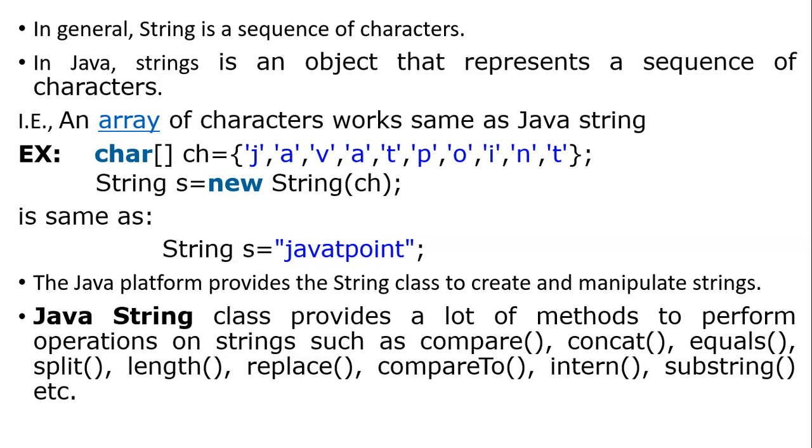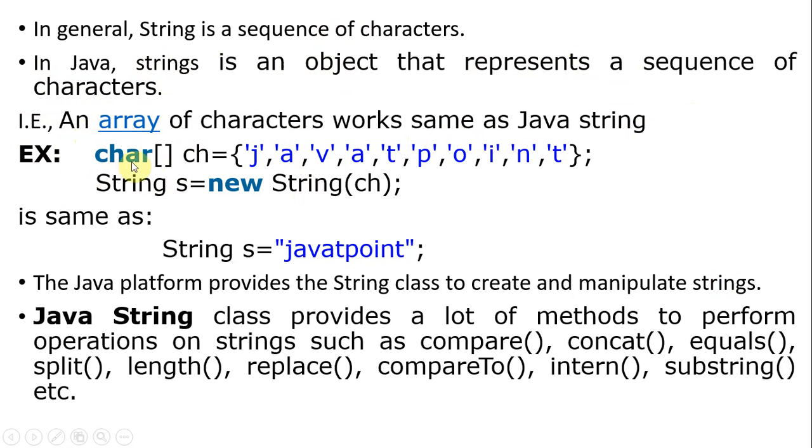In Java, a string is defined the same way, but with some more extension. That is, a string is an object that represents a sequence of characters. So for a sequence of characters, we can create an object, and that object is called a string. For example, an array of characters works the same as a Java string.